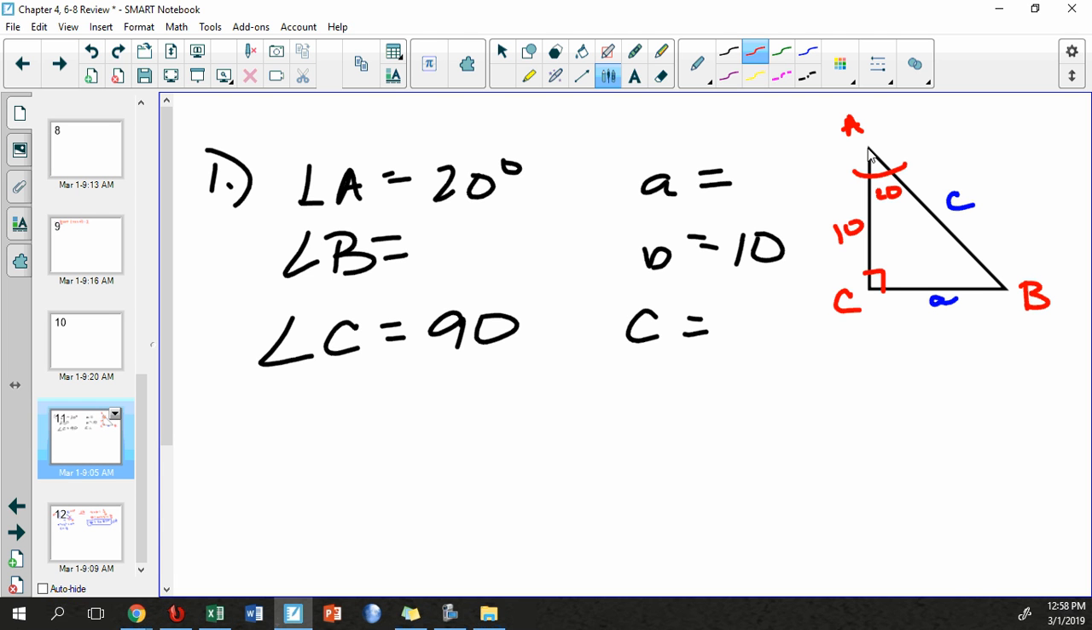Correct? Okay. So what can I find immediately? How do I find angle B? Angle B is going to be 90 degrees minus 20 degrees, which appears to be 70 degrees. Correct. Now, when you are doing these triangle problems, what did I tell you to do always if at all possible?